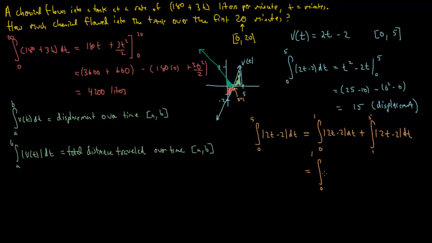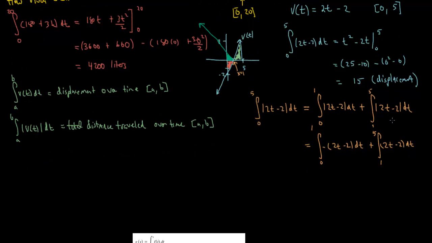Integral from 0 to 1 is negative 2t minus 2 dt. That's what the absolute value tells us to do. If your item is negative, take the opposite of it. We know that over the interval from 0 to 1, this function is negative, so take the opposite, which means we flip it above the x-axis. Now, 1 to 5, we already know this is positive, so we can just remove the absolute value signs, because if you take, say, the absolute value of 3, it is 3 because it was already positive. This function is already positive over 1 to 5, so we don't have to worry about the absolute value here.